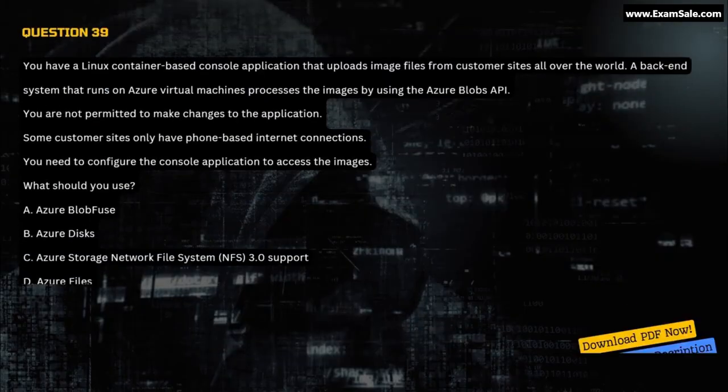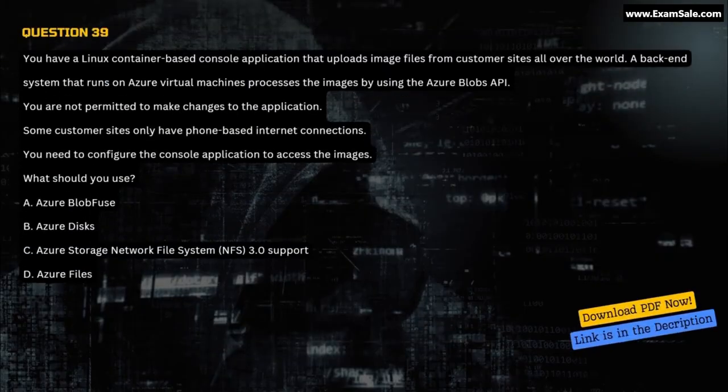Question 39. You have a Linux container-based console application that uploads image files from customer sites all over the world. A back-end system that runs on Azure virtual machines processes the images by using the Azure Blobs API. You are not permitted to make changes to the application. Some customer sites only have phone-based internet connections. You need to configure the console application to access the images.